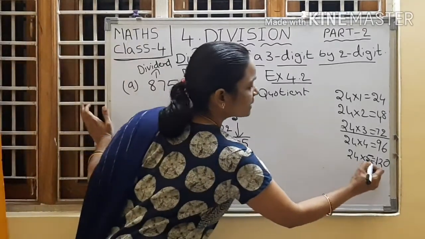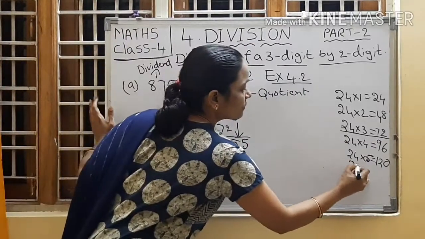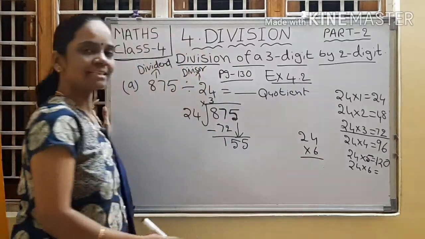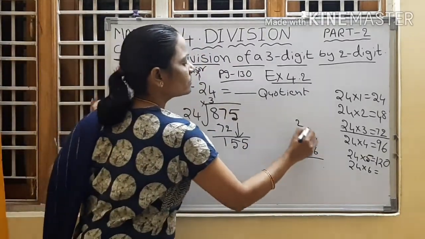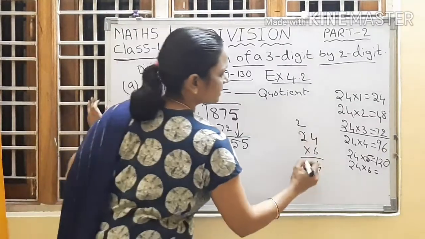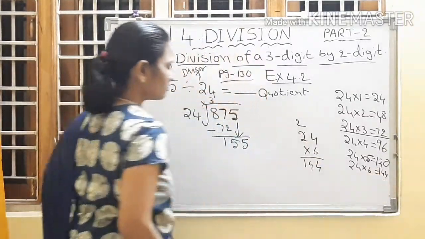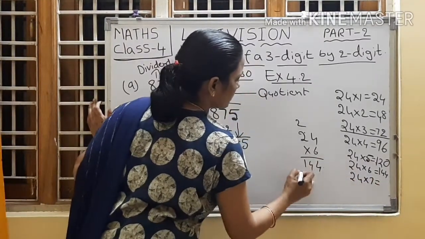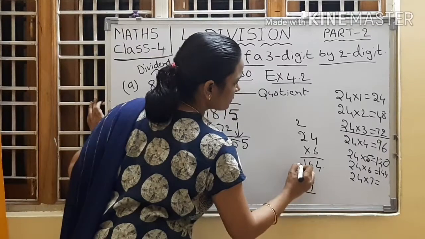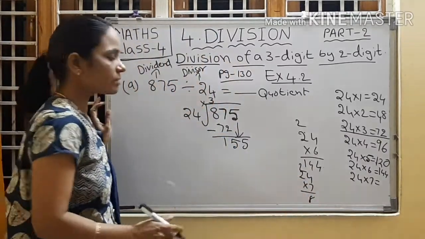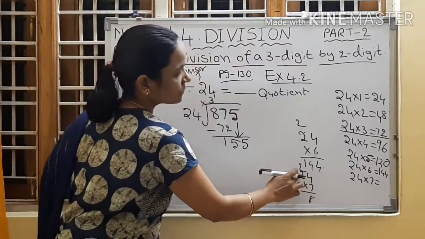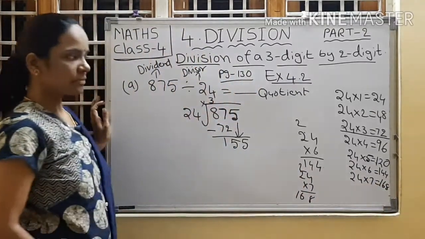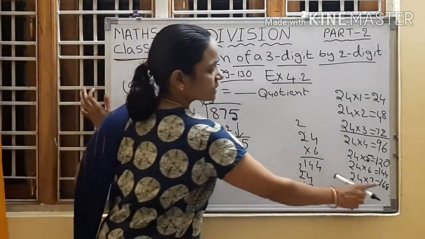We will write: 24 fives are 120. 24 sixes are how much? If you have any doubt, you can check here. Again take a simple multiplication. 6 fours are 24, 6 twos are 12, 13, 14, 144. 24 sevens are: 7 fours are 28, 7 twos are 14, 15, 16, 168. So 24 sixes are 144, 24 sevens are 168.